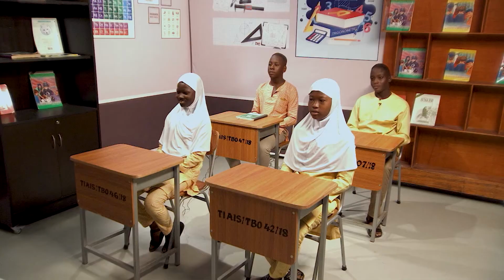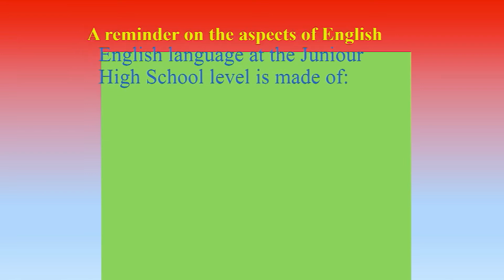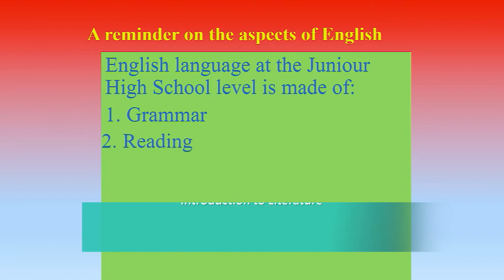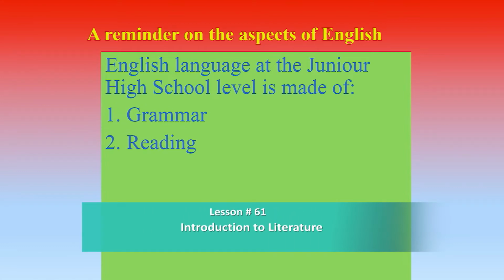We haven't had lessons in literature before. The previous lessons we've been looking at have been on other areas of English. So we say English language at the junior high school level is made of the following. We have the grammar aspect. We've had some topics on grammar. Then reading, we have the reading aloud and then reading comprehension. We also have the silent reading as well.